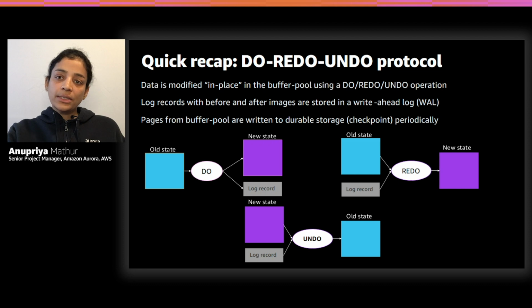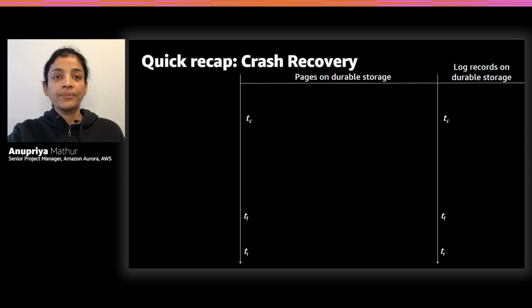These log records and the before and after images are stored in a write-ahead log, which is also stored in the durable storage. And then the database instance, from time to time, would also persist the pages in the buffer pool to the durable storage. And that point is known as checkpointing. That is, it writes down the pages from memory to persistent storage at checkpoints.